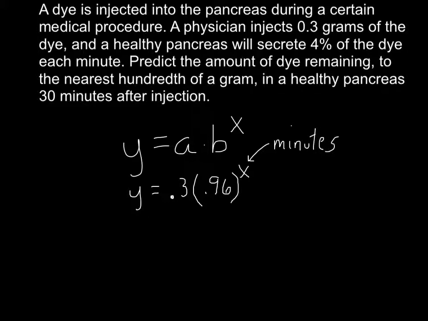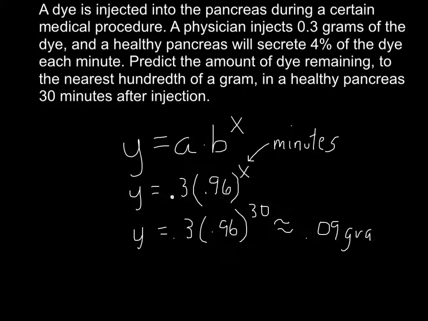So if we want to figure out how much is remaining after 30 minutes, y equals 0.3 times 0.96 to the 30th, and that is approximately 0.09 grams.